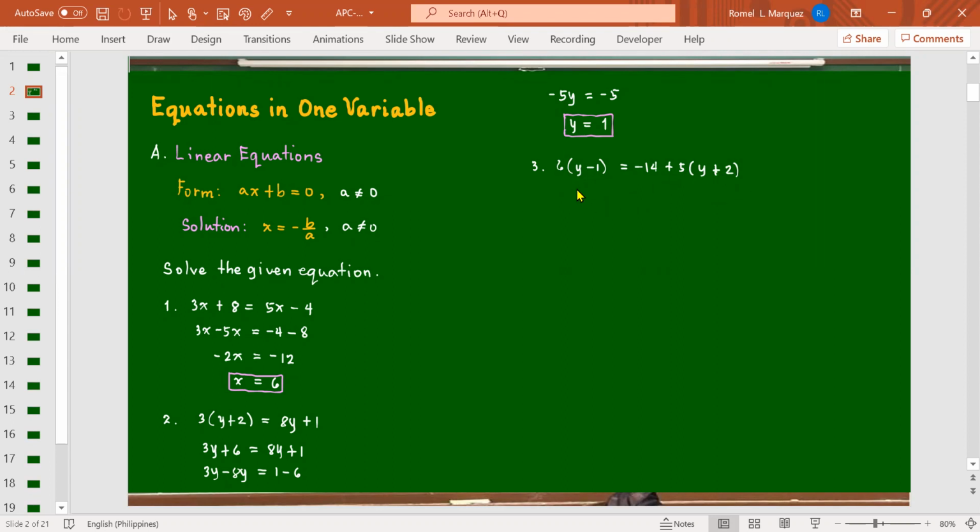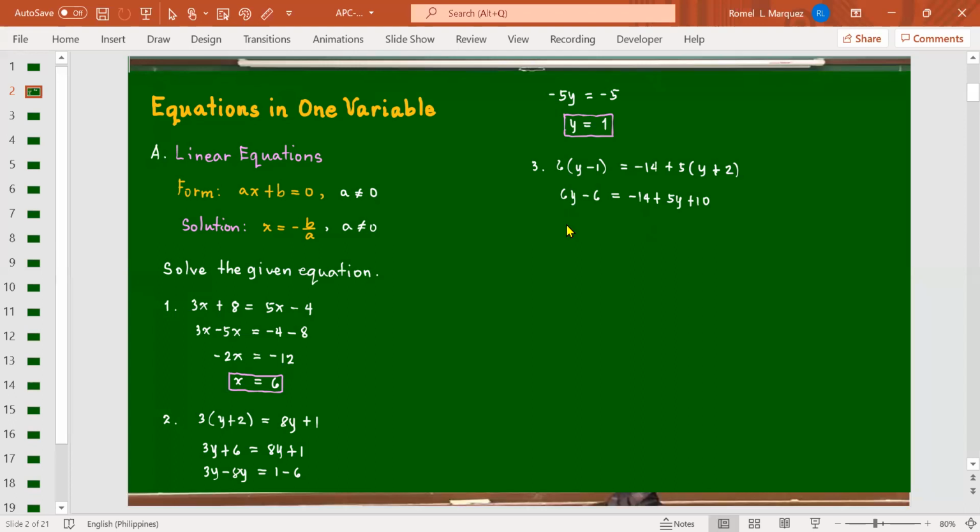So simplifying the left and the right sides, for the left side, applying distributive property, we multiply 6 to y, we get 6y. Multiply 6 to negative 1, we have negative 6. On the right side, we have negative 14 plus, apply distributive property to this second group, we have 5y, then plus 10.